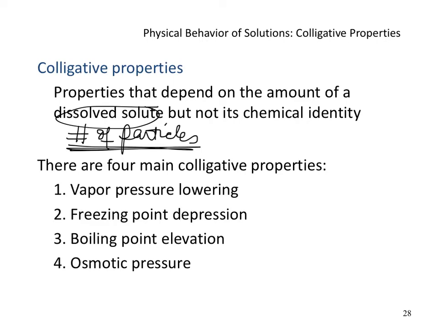There are basically 4 main colligative properties: the lowering of vapor pressure, the depression of freezing point, the elevation of boiling point, and osmotic pressure. We are going to discuss all 4 of these, and like I said, the lab that we are going to run next week is going to be based on the freezing point depression.